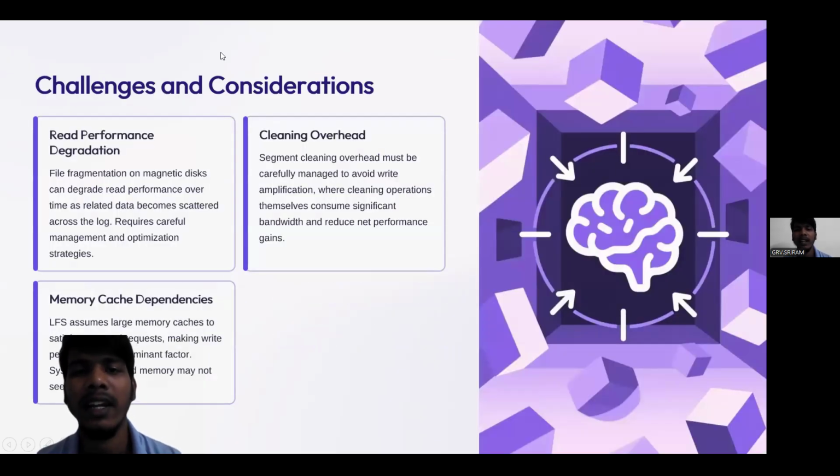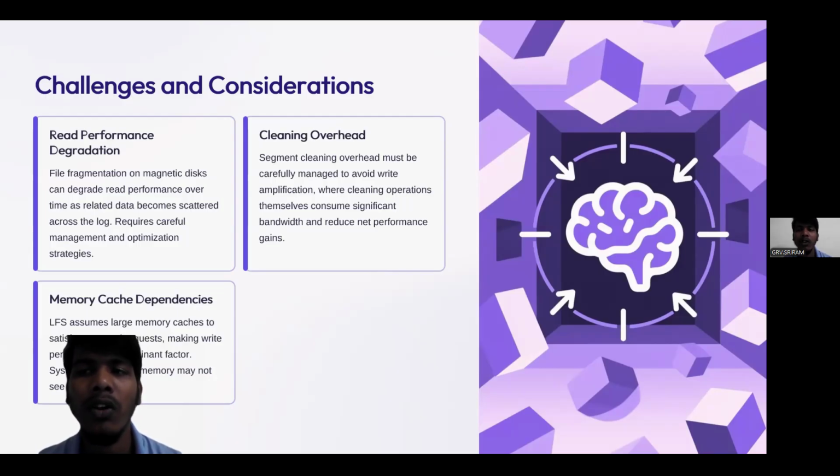The challenges and considerations here. Here we talk about read performance degradation, cleaning overhead, and memory cache dependencies. When we talk about read performance degradation, it's all about file fragmentation on magnetic disks, which can degrade read performance over time as related data becomes scattered across the log. It requires careful management and optimizing strategies.